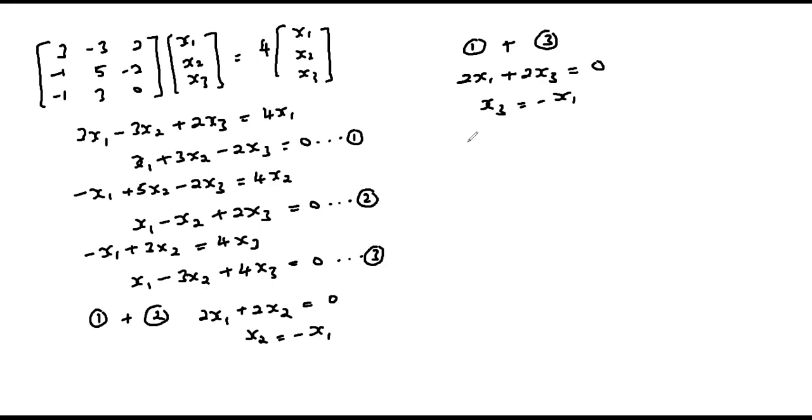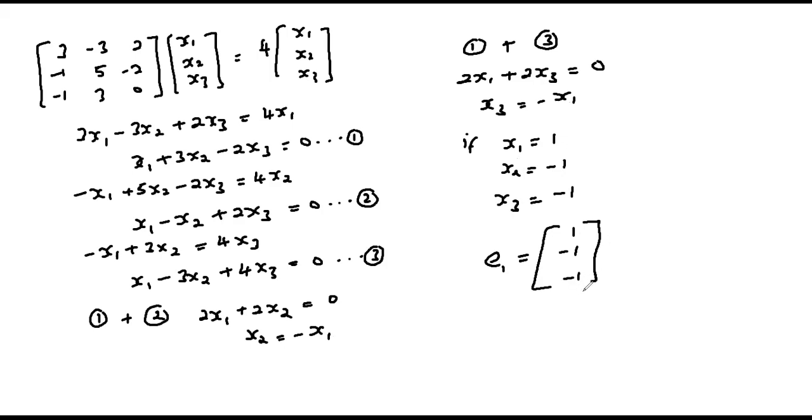Then we can take the simplest values. If x1 equals 1, x2 is negative x1, which is negative 1, and x3 is also negative x1, which is negative 1. Therefore, our first eigenvector will be 1, negative 1, negative 1. That is the first eigenvector.